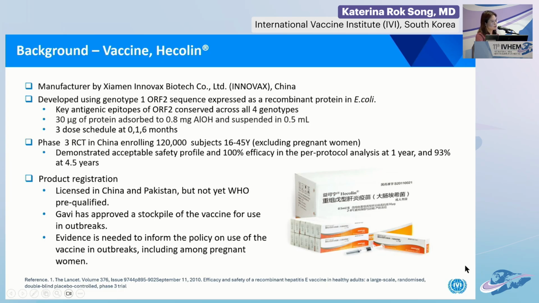At the moment, the product is licensed in China and in Pakistan, so that was one of the reasons that we conducted the trial in Pakistan. But the product is not yet WHO pre-qualified. Nevertheless, Gavi has approved a stockpile of the vaccine for use in outbreaks, and there is a very strong need to build the evidence to inform the policy on the use of the vaccine in outbreaks, particularly among the pregnant population.